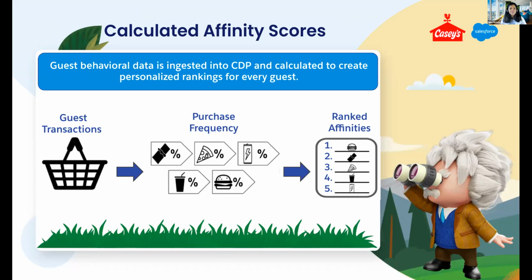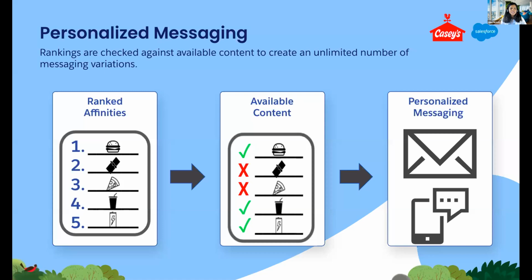So if I was a customer and I walked into Casey's on a regular basis and I purchased a pizza and a Coke every time, then my top two affinities would be pizza and a Coke based on my recent purchase behavior. So CDP gave Casey's a way to rank a guest affinity.